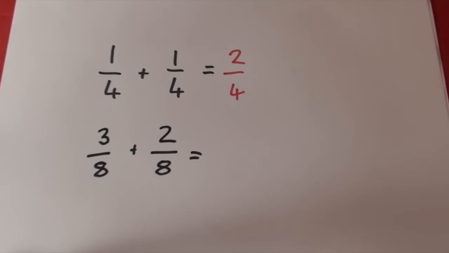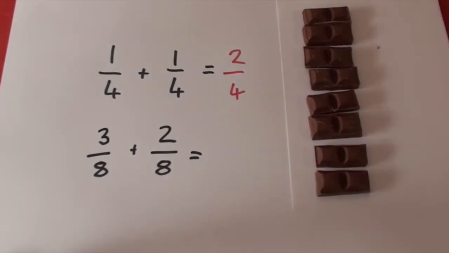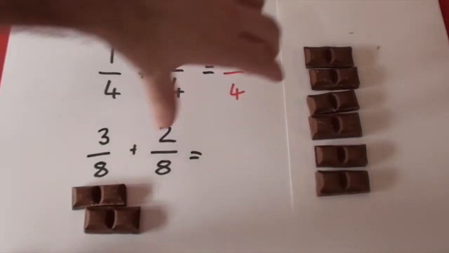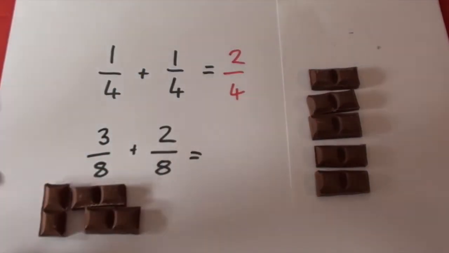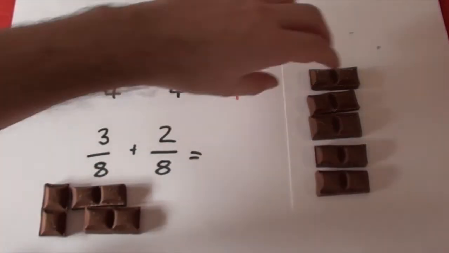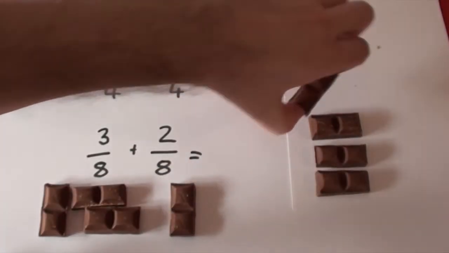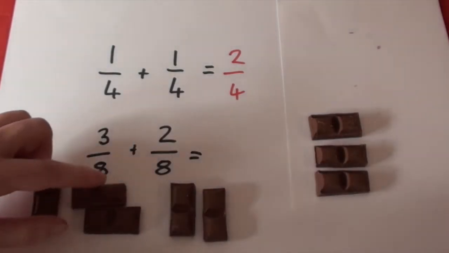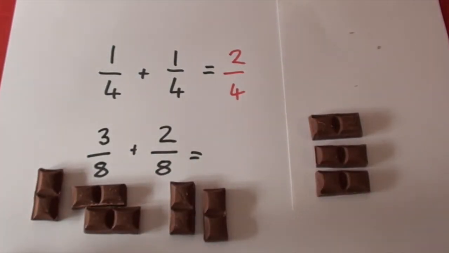So 3/8 plus 2/8. So here's my eighths of chocolate. So let's get 3/8: 1/8, 2/8, 3/8, and add on another 2/8. So there's 1 and 2. How many eighths do I have in total? I've got 1, 2, 3, 4, 5 eighths. But they're still eighths. So this is 5/8.